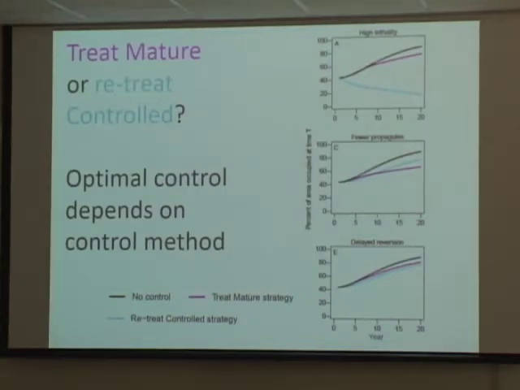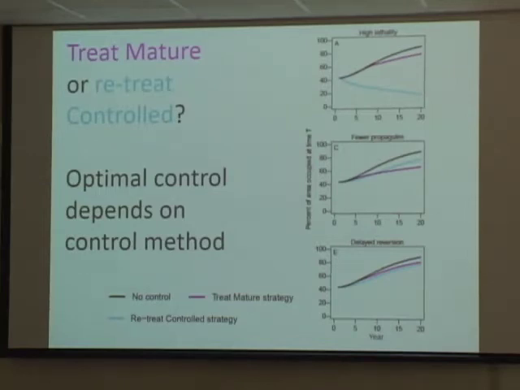Then I asked, does it depend on the way the control action works? So I can imagine that different control actions work in different ways. One might kill the invader. It might have a really high lethality. Another one might decrease the propagules, so it might lower the colonization rate. And the last one might keep the patch in a controlled state for longer. It might decrease the maturation rate.